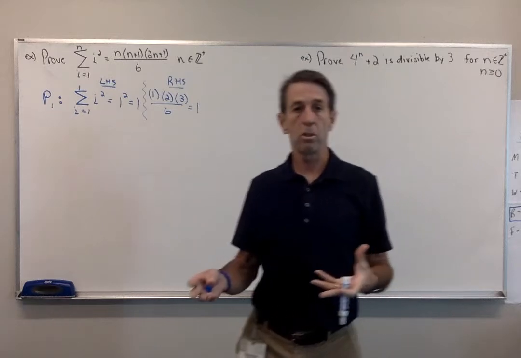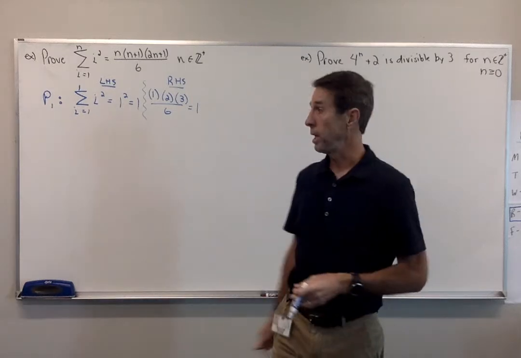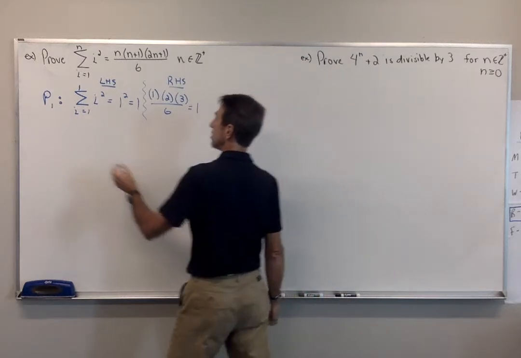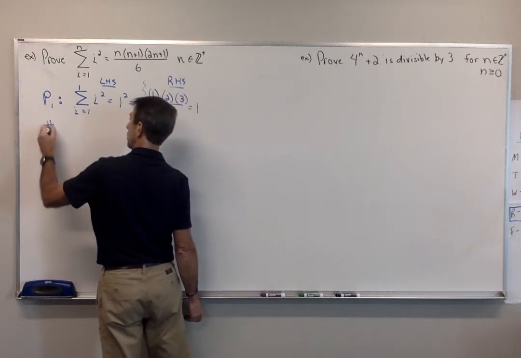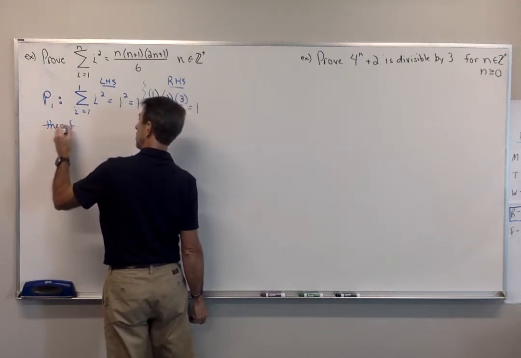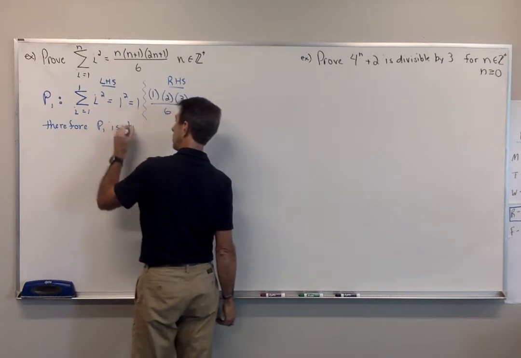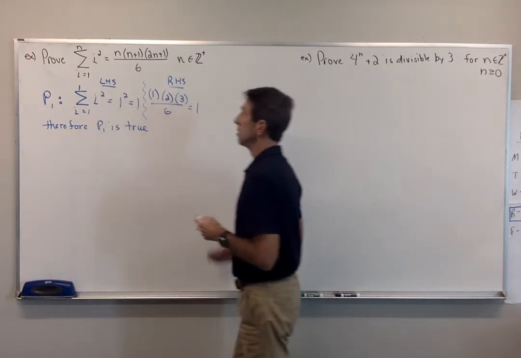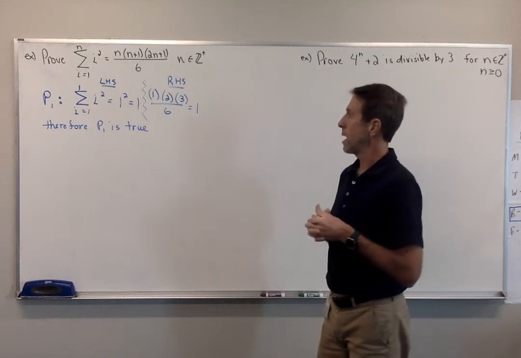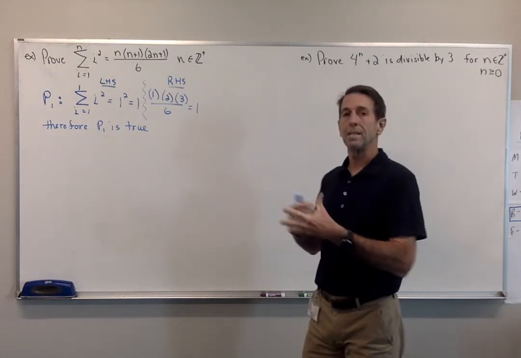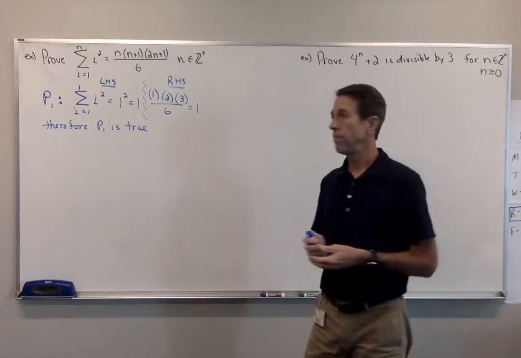I could have chosen 2, 3, 4, but you might as well start at the beginning. So what that means is this. Therefore, P of 1 is true. So when starting the principle of mathematical induction, we can almost always get to this point.